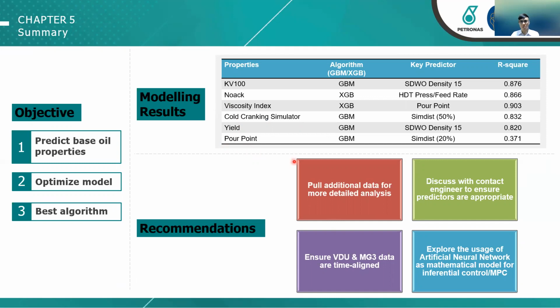A few recommendations came to mind while conducting this task. Firstly, as seen in many cases just now, additional data is required for more in-depth analysis. Secondly, discuss with the site contact or technology specialists to verify if the selected predictors are suitable. And furthermore, ensure that the data sets are time aligned, as VGO and MG3 data sets were pulled separately. Finally, explore the usage of artificial neural network as a mathematical model for inferential control or model predictive control applications.